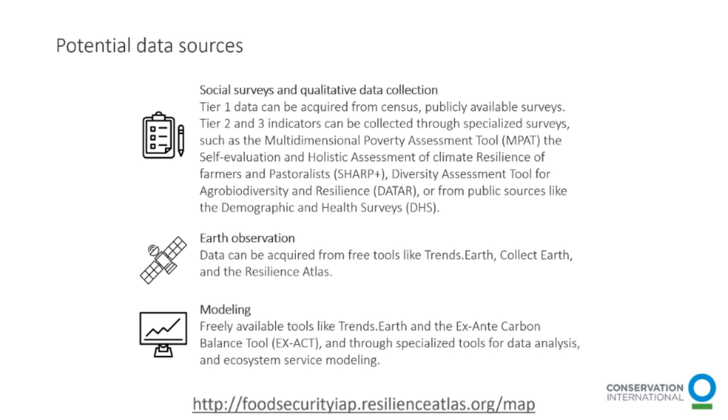Earth observation data can be acquired from free tools like Trends.Earth, Collect Earth, and the Resilience Atlas, all of which are supported by partners within the Resilient Food Systems project. And of course, there are also many other sources of Earth observation data as well. Global Forest Watch is a very well-known data source for information derived from Earth observation data. And of course, it's also possible to do customized analysis from satellite imagery of your area, or drone imagery, or airborne imagery. Though again, this will require either expertise within a project team or contracting an individual with that expertise.